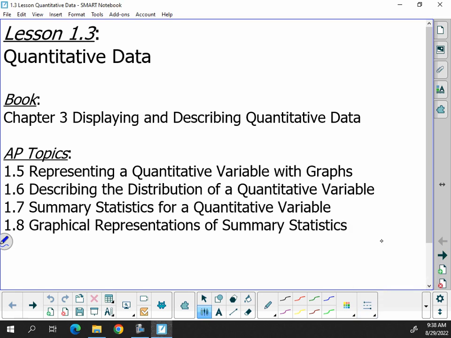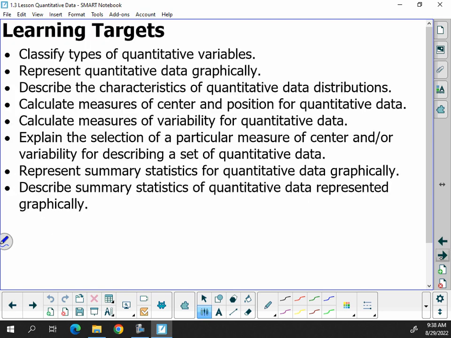Hey everybody, today we are going to switch from categorical data to quantitative data, data that can be measured, and we're going to talk about describing the data and ways to display it. We will create different data displays for quantitative data together. For today, we are going to learn how to describe that data.